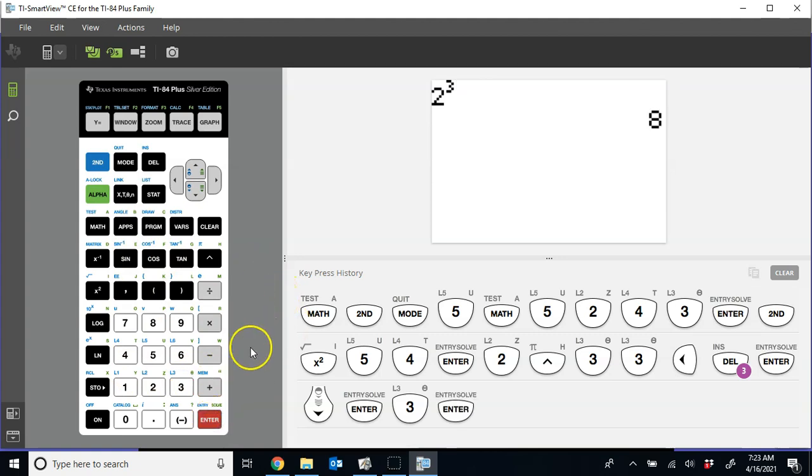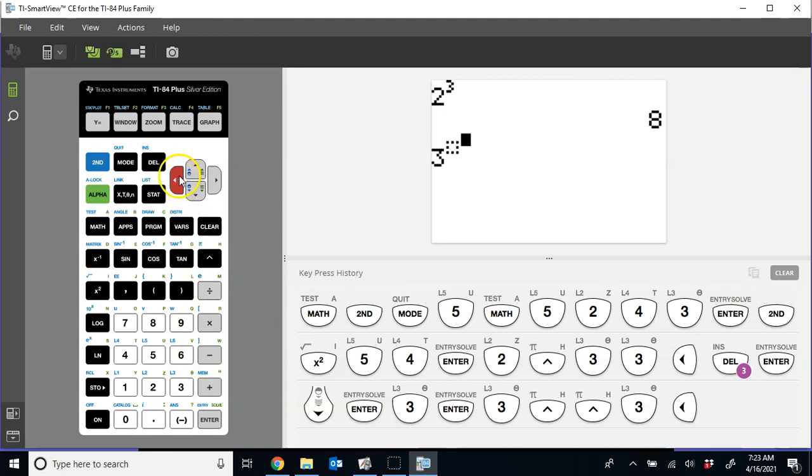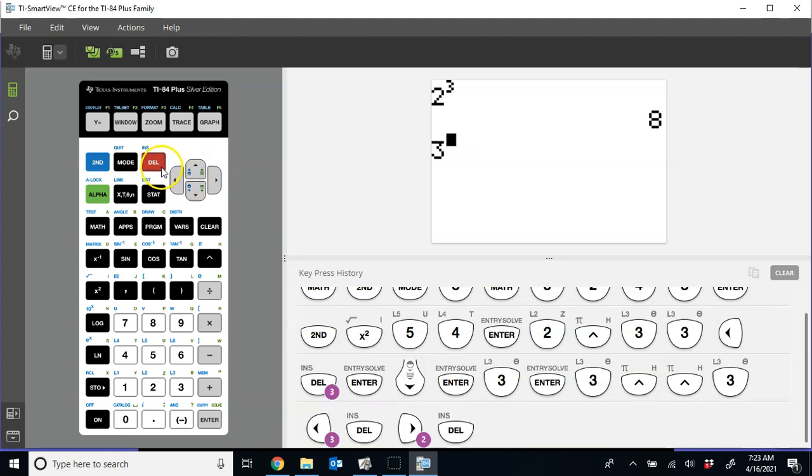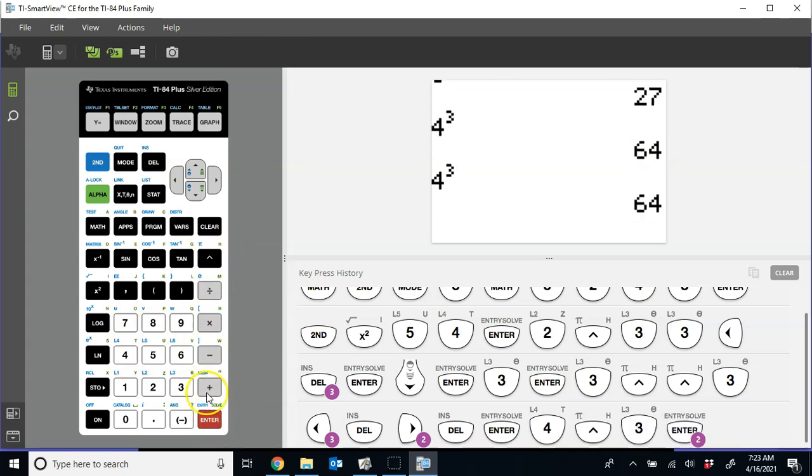2 cubed is 8. 3 cubed is 27. 4 cubed is 64. 5 cubed is 125. 6 cubed is 216. Guys, again, I had a teacher who told me I needed to memorize a few, so that's what I did. I memorized some.